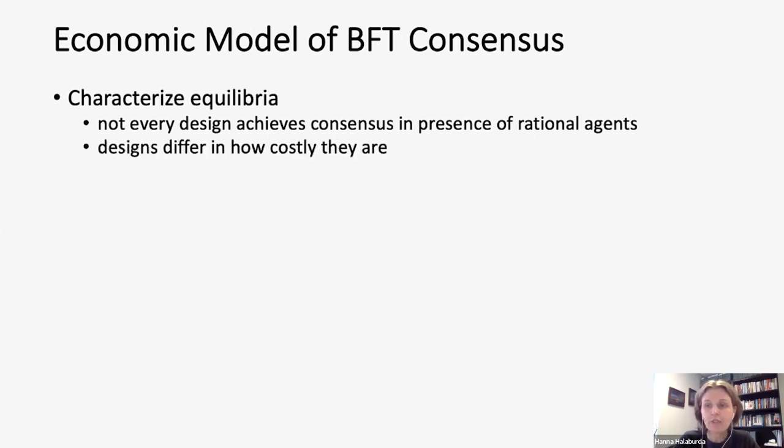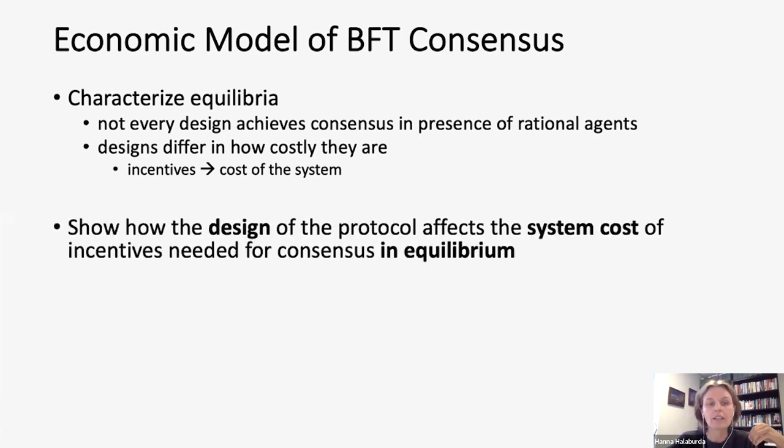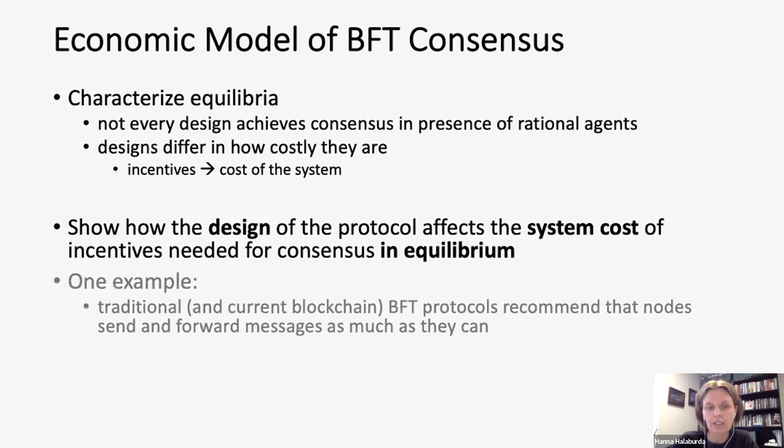And different designs of the protocol differ in how costly they are. This is something that is not considered by traditional distributed databases. I mean, there's always a cost of the system, but there is no need for a cost of incentives. Whereas here, because we need to incentivize the nodes to follow the protocol, we need to pay them for achieving consensus in a way and punish them for not achieving consensus. And that brings cost to the system. So we show how the design of a protocol affects the system costs of incentives needed for achieving consensus in equilibrium.